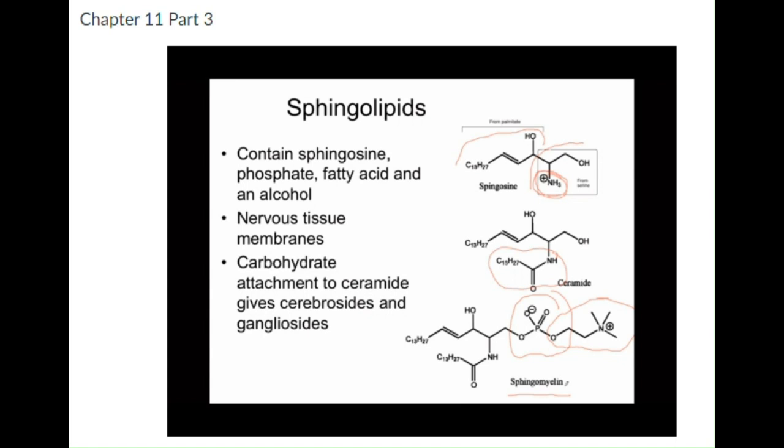Now, we can do one other thing. We can actually take a carbohydrate and attach the carbohydrate to ceramide. And what that does is give rise to what are called cerebrosides and gangliosides, which also tend to end up in nervous tissue, in fairly high content. And they are relatively interesting in terms of the fact that they're predominantly a lipid, but they do have a sugar attached to them.